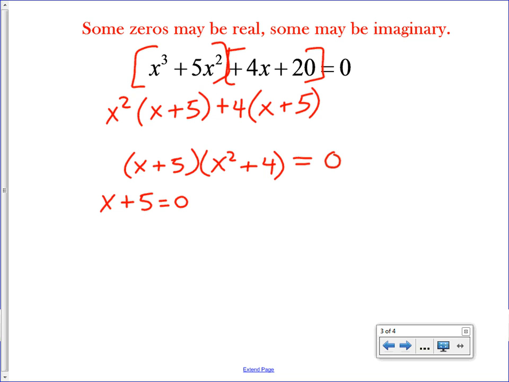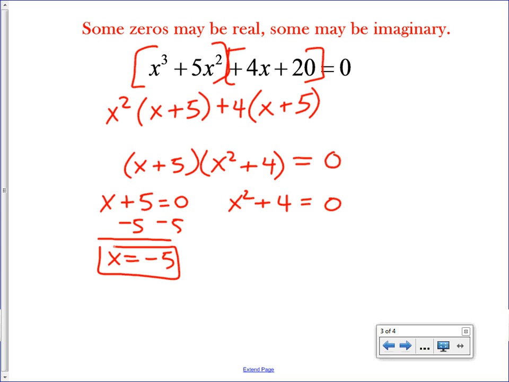x plus 5 equals 0, and x squared plus 4 equals 0. In this equation, x is going to equal negative 5. Nice and easy to solve, good linear. This one, if we subtract 4, you'll notice that x squared equals negative 4. Now we're not done because we have to square root that so that we can get x by itself.